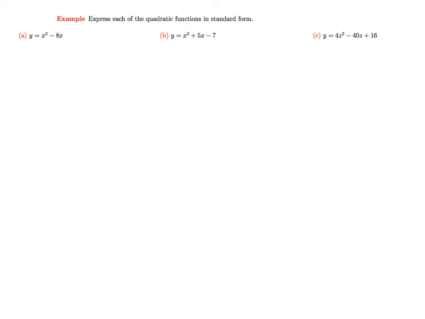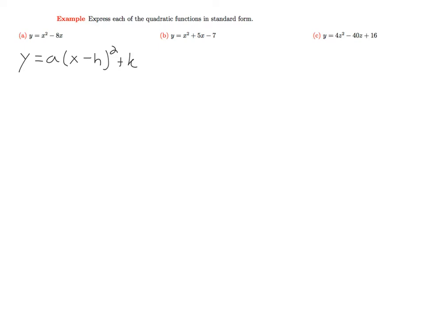For this example, we want to write the quadratic function in each of parts a, b, and c in standard form. Recall that standard form, which we also call the vertex form, is when we can write a quadratic function in the form y is equal to a times (x minus h) squared plus k.